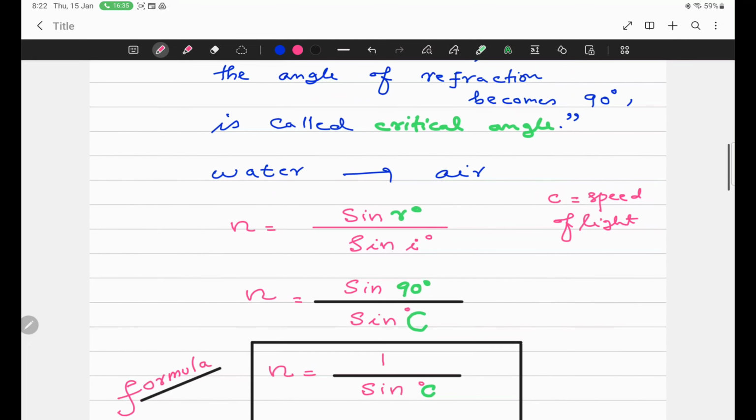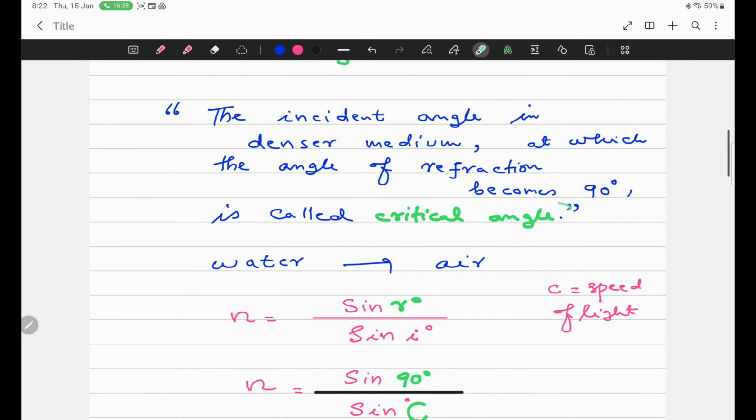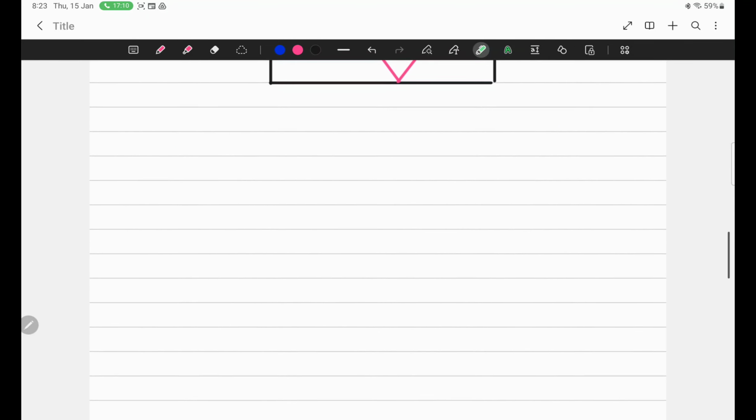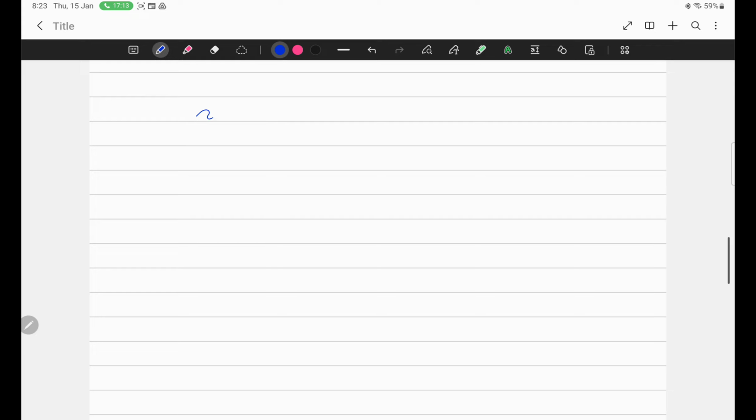I did not write the definition of total internal reflection. I explained critical angle, and now I am going to write: when the incident angle increases beyond the critical angle, the light does not exhibit refraction. Now the light exhibits total internal reflection. So I am writing the final sentence here, and then we will start the past paper questions.